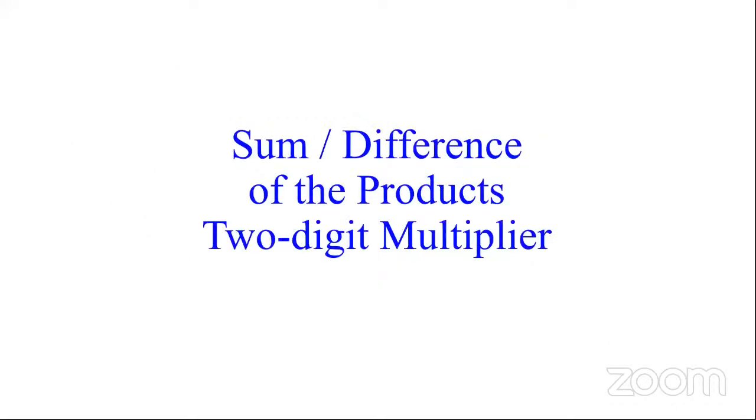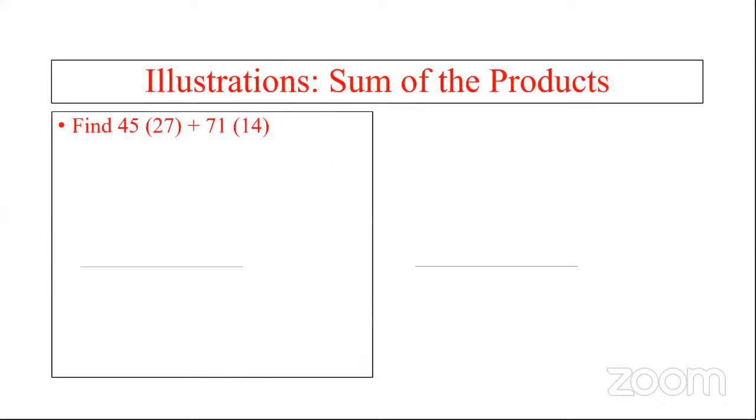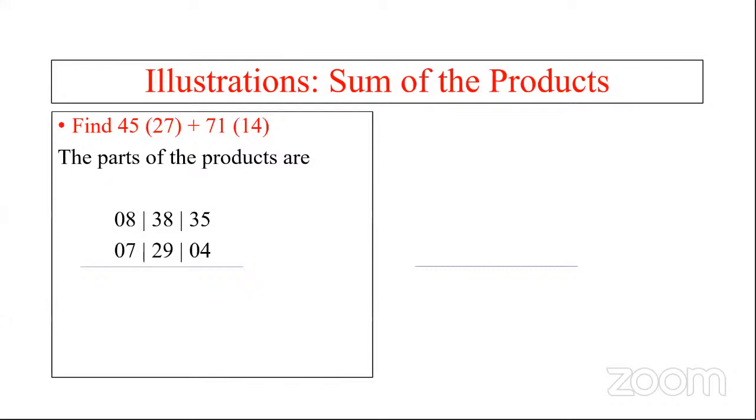Now we will have the sum and difference of products with a 2-digit multiplier. Find 45 into 27 plus 71 into 14. First, I will write the parts for 45 into 27. 4 into 2, 8. 4 into 7 plus 5 into 2 will give me 38. And 5 into 7, 35. 10 plus 28 will be 38 and 35. For the second multiplication, the parts are 7, 29 and 04. The middle part is to be taken care of, 28 plus 1. Always check whether we have written it correctly, because left and right are the straight multiplication.